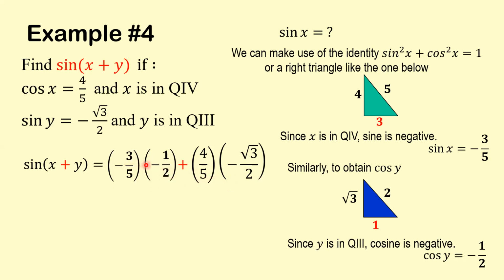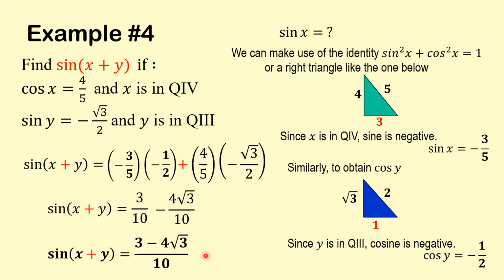So, this product will be 3/10. This is negative 4 square root of 3 over 10. So, magiging isang fraction na lang sila. That will be 3/10 minus 4 square root of 3 over 10, or 3 minus 4 square root of 3 all over 10. Okay, so that's how we compute for the sine expansion using some of the factors given in the sine expansion. Okay.